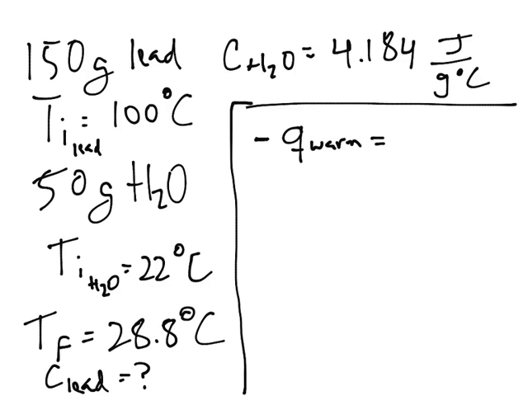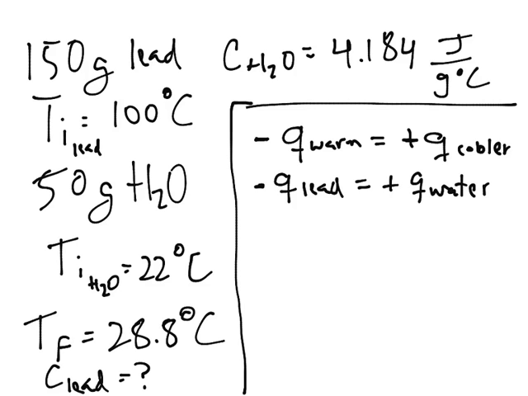And what will gain heat, which is positive, is the cooler object, because it's going to get hotter. So in this case, our warm object is our metal, or lead, because it's at 100 degrees Celsius. So it's going to be negative Q lead is equal to positive Q water. And you just have to look at it. Lead is at 100 degrees Celsius and water is at 22 degrees Celsius. You can tell that the lead will lose its heat, will get colder, and the water will get hotter, just by looking at the final temperature.